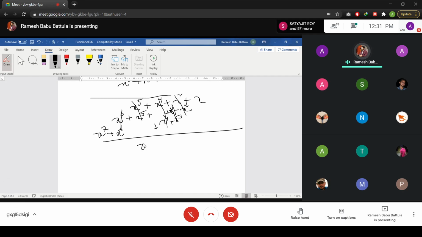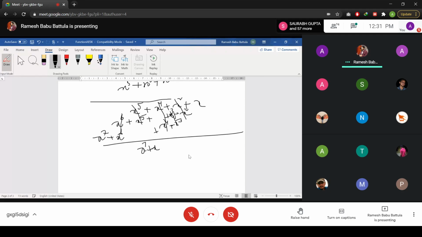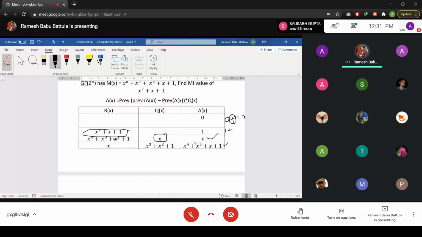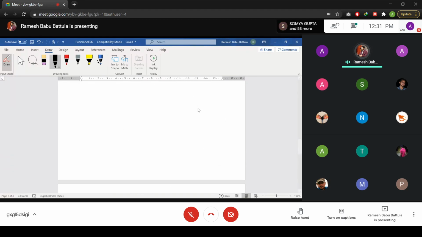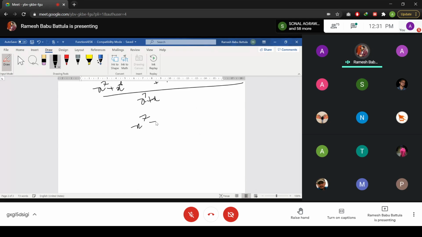X to the power 7 plus x. What do we need to perform here? This is the previous to previous value, and this is the previous value. We multiplied this coefficient into the previous a of x value. We need to XOR it with this x value. If we perform that, x to the power 7 plus x, XOR this with your x.